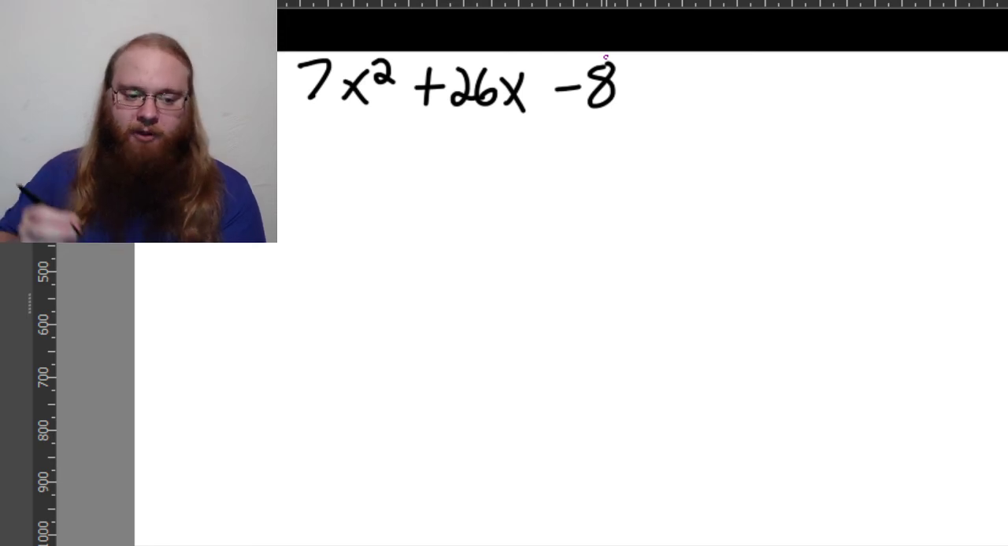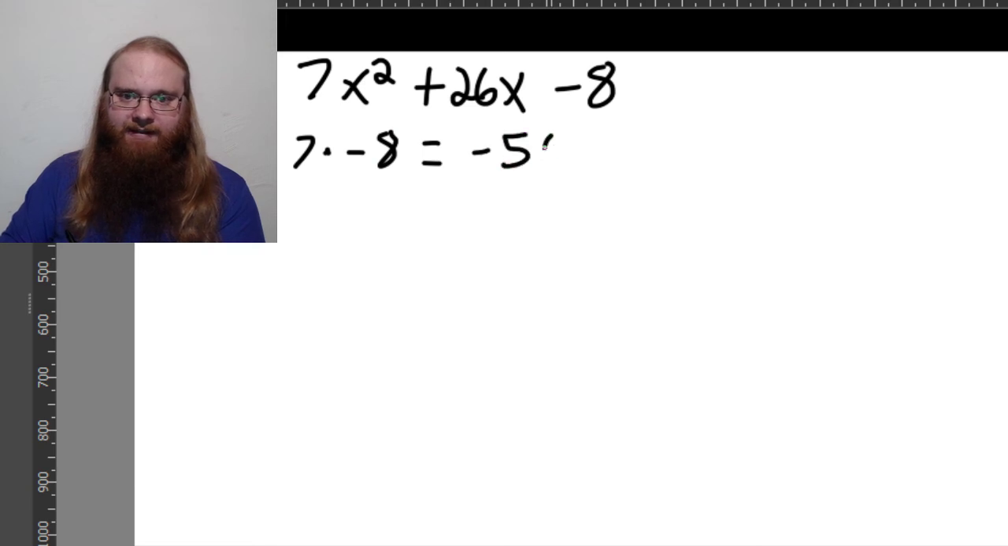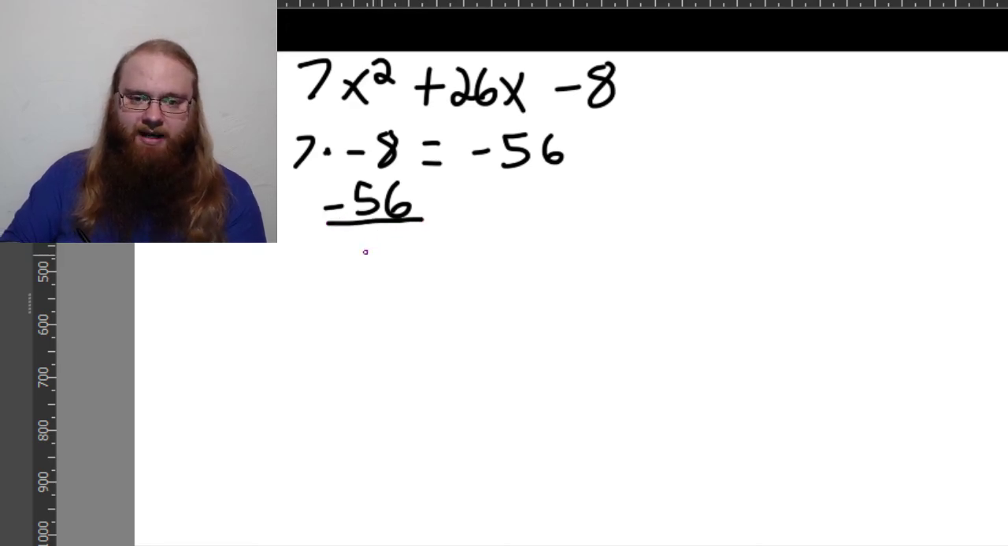Okay, so we have to start this one off by doing 7 times negative 8. So 7 times negative 8 gives us a negative 56. Since our trinomial is a positive in the middle and a negative at the end, this means when we get down to our factors, that the bigger one's going to be positive and the smaller one's going to be negative.